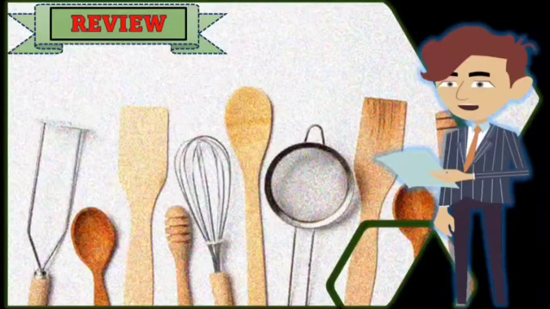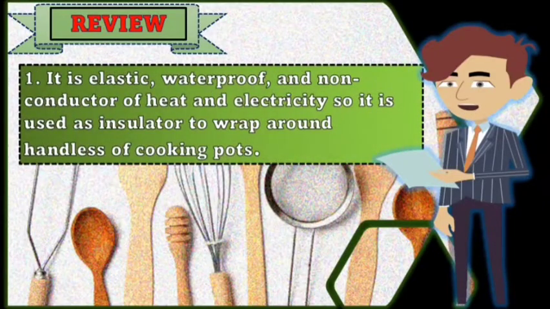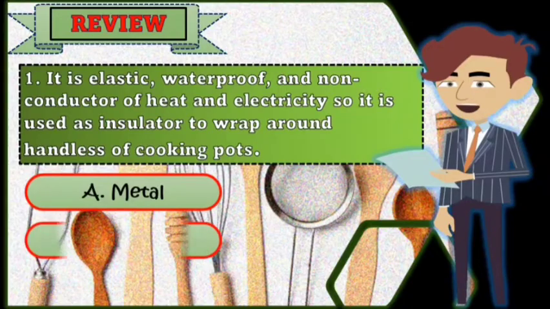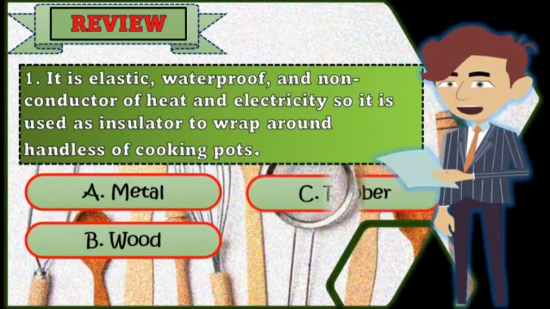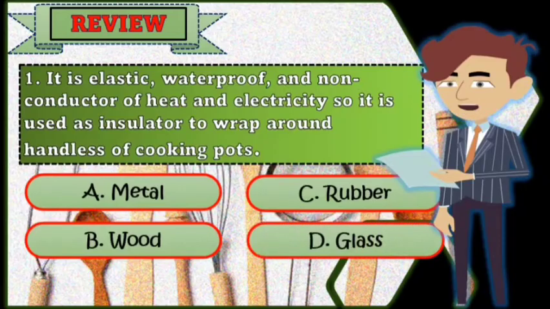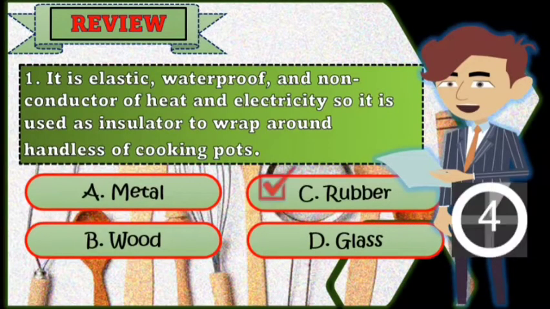For number 1, it is elastic, waterproof, and a non-conductor of heat and electricity, so it is used as insulator to wrap around handles of cooking pots. Is it A, metal, B, wood, C, rubber, D, glass? And the answer is rubber.